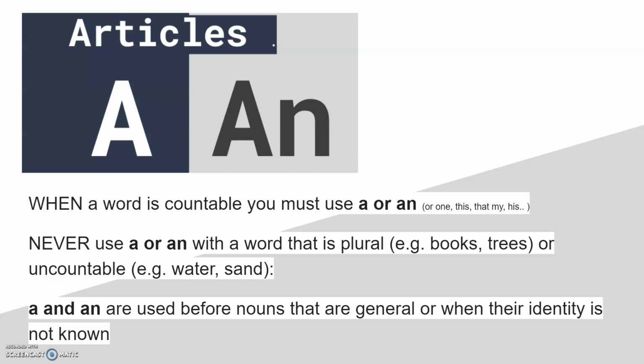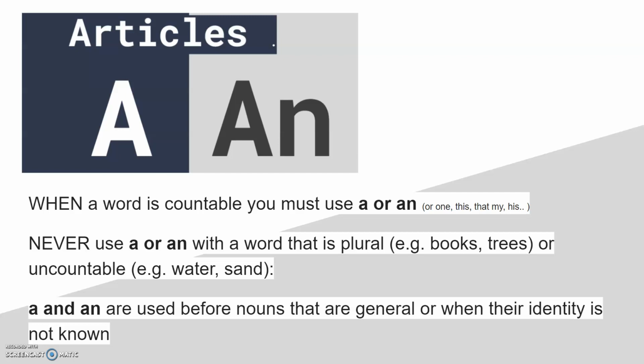Another rule, never use a or an with a word that is plural. You can't say a books or a trees. Also, you cannot use a or an with an uncountable noun. You can't say a water or a sand. Okay?